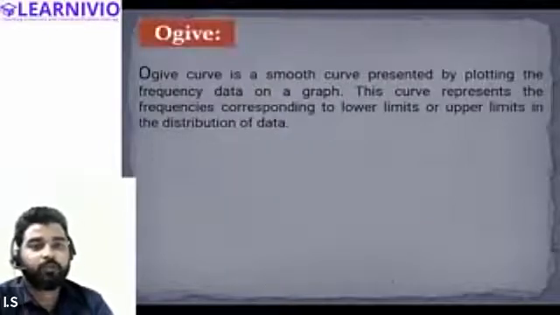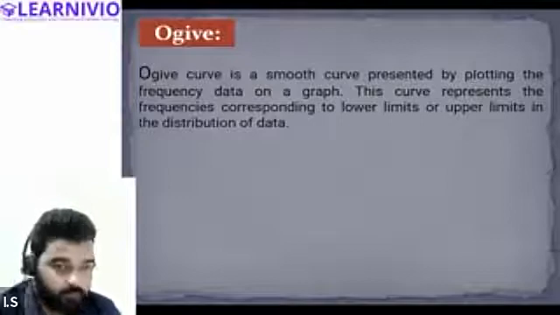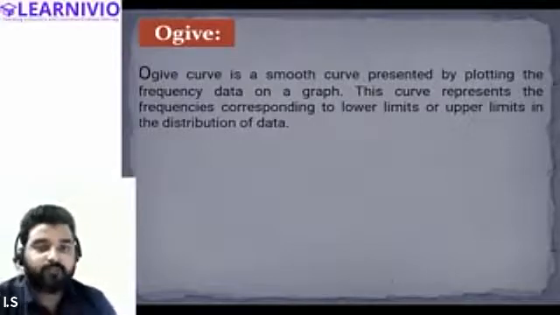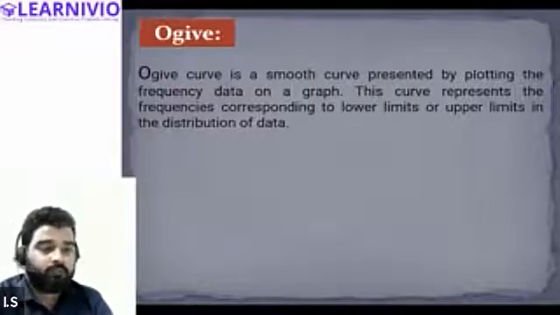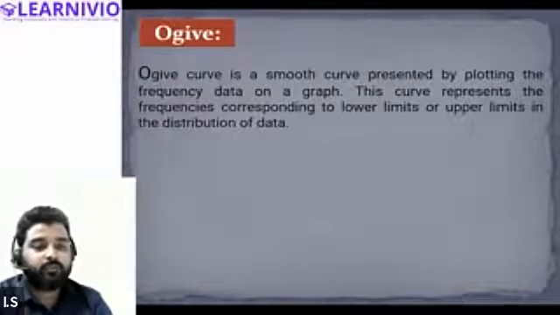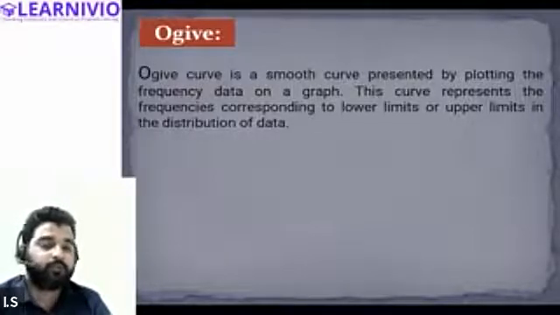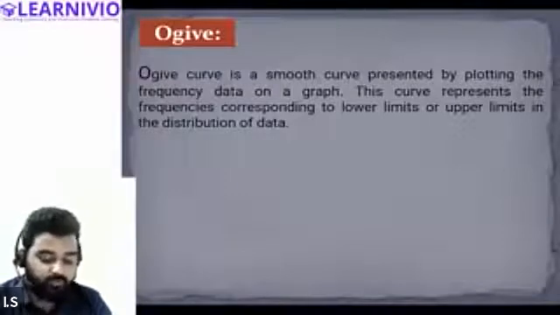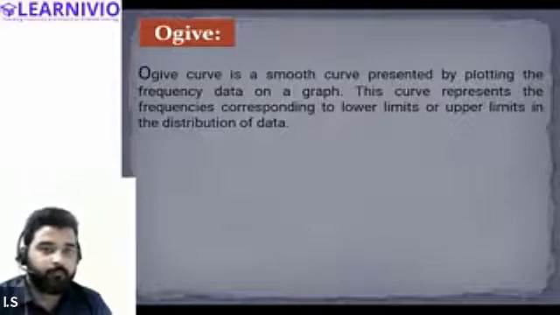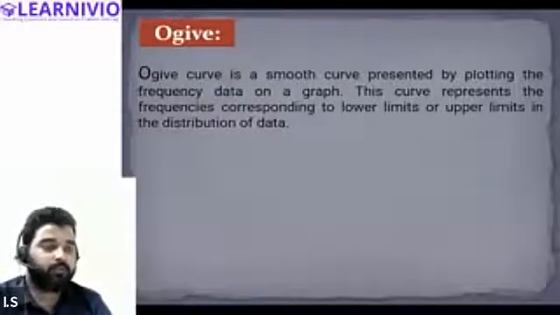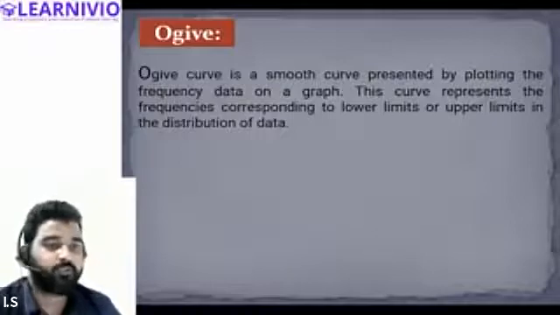All right. So let's talk about ogives. All right. So what is an ogive? Ogive is a curve. It is a smooth curve presented by plotting the frequency data on the graph. This curve represents the frequencies corresponding to the lower limit or upper limit in the distribution of data. So what is actually an ogive? We will be able to understand this in a better way if we do a question based on the ogive. So let me just give you an example. What is an ogive and how is it presented on the diagram? Just a minute.